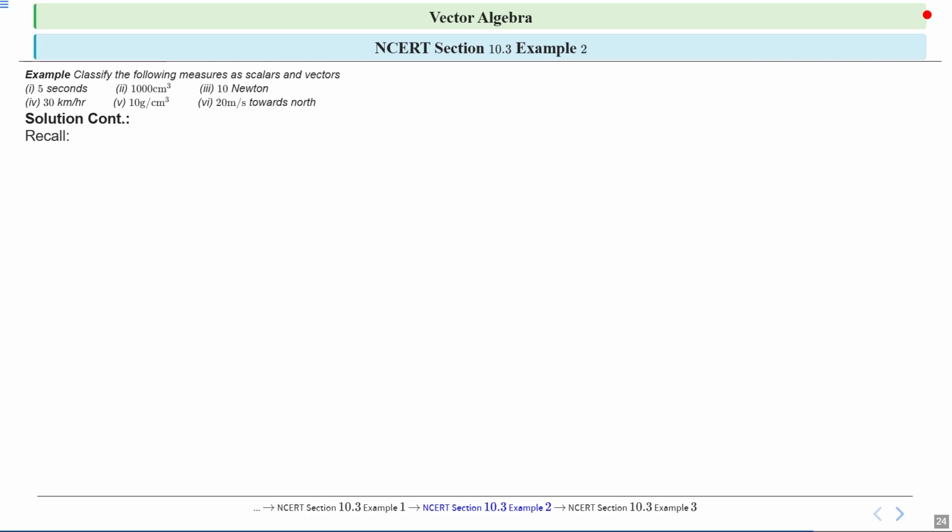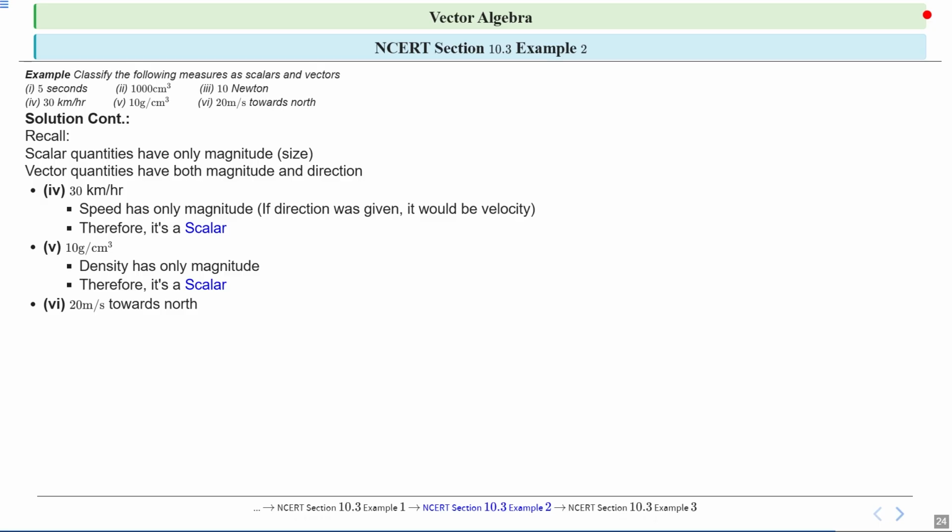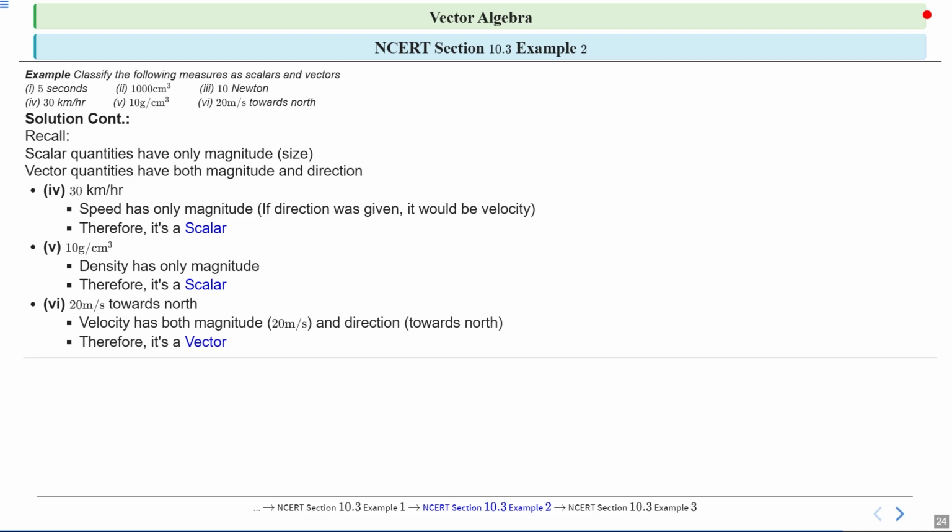Now you can recall scalar quantities have only magnitude or size. Vector quantities have both magnitude and direction. So part 4, 30 km per hour. Speed has only magnitude. If direction was given, it would be velocity, right? Therefore, it's a scalar. Now 10 gram per centimeter cube. Density has only magnitude. Therefore, it's a scalar. Part 6, 20 meter per second towards north. So velocity has both magnitude, 20 meter per second, and direction towards north, right? Therefore, it's a vector, okay?